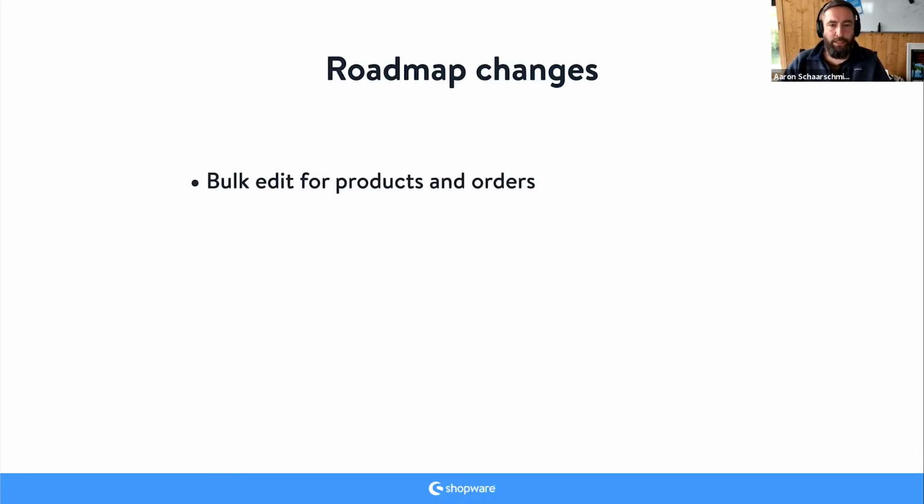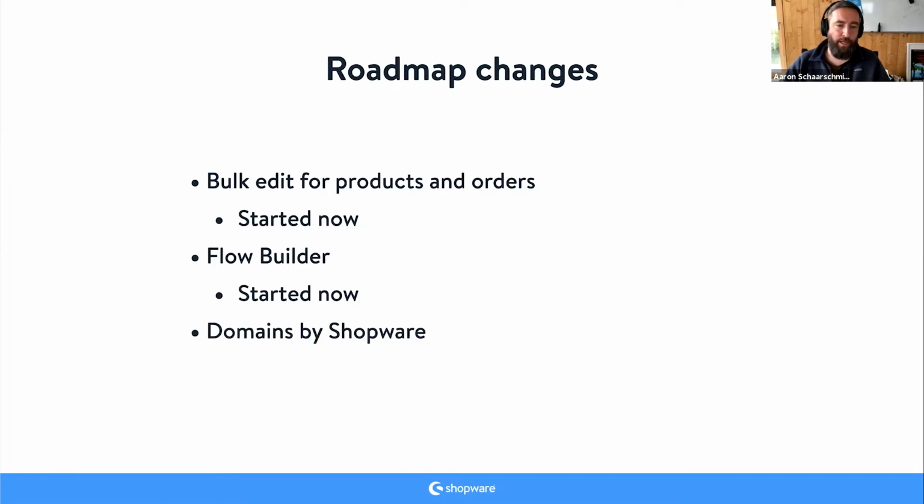For example, the bulk edit for products and orders, which is also a long-awaited feature for the community. We already wanted to have worked on that, but we just started now working on it. So it will also take a little while to the release. Another one is the flow builder. We also wanted to already work on that, but we just started working on it. If you want to have further information on the flow builder, I think Moritz presented it in the last GPU in March, so you can take a look there.